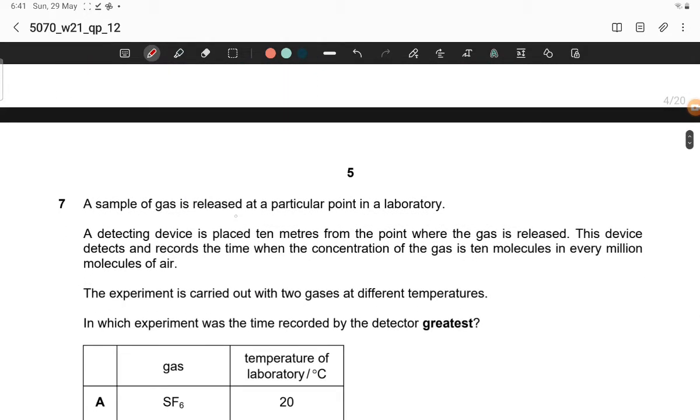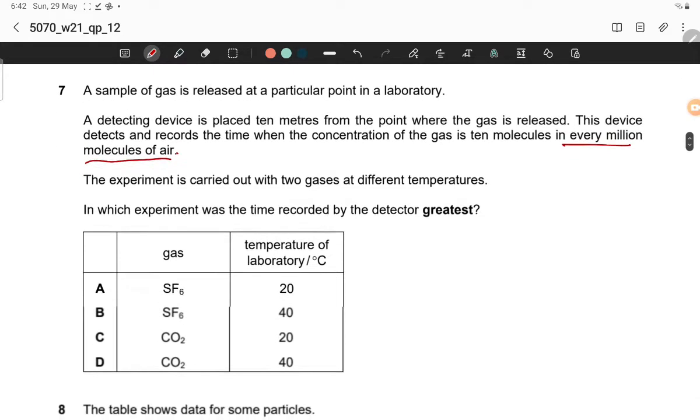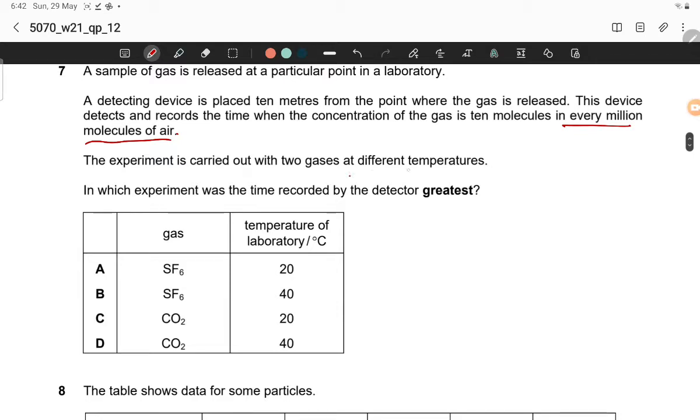Question number 7. A sample of gas is released at a particular point in a laboratory. A detecting device is placed 10 meters from the point where the gas is released. This device records the time when the concentration of the gas is 10 molecules in every million molecules of air. The experiment is carried out with two gases at different temperatures. In which experiment was the time recorded by the detector first greatest?